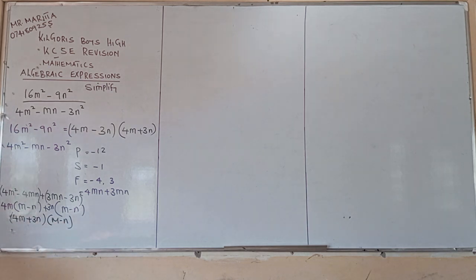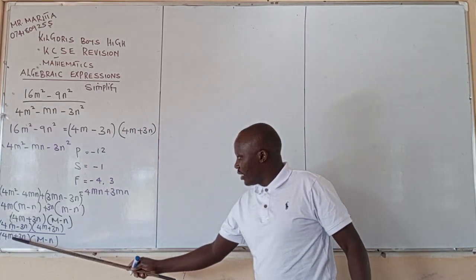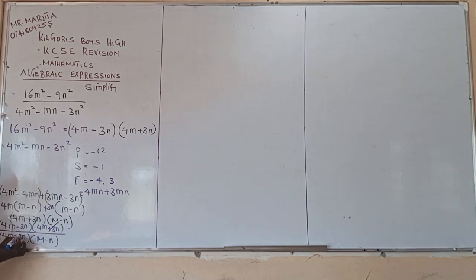So if we combine the answers, we can have 4m minus 3n, then 4m plus 3n. Then we divide this one by 4m plus 3n, then we have m minus n. So in this case we have 4m plus 3n here and 4m plus 3n here. So this one will cancel out like that one.